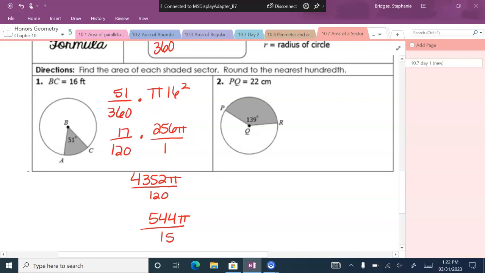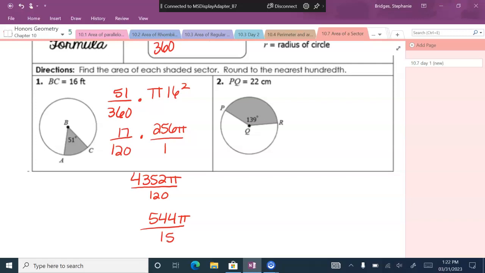Now, if I wasn't sure how to do that in my calculator, I can look at 4,352 and I can look at 120. They're both even, so I can at least start by dividing by 2, right? And you can just keep dividing. But if you have a tool, why not use it, right? Okay, let's go ahead and try number 2.